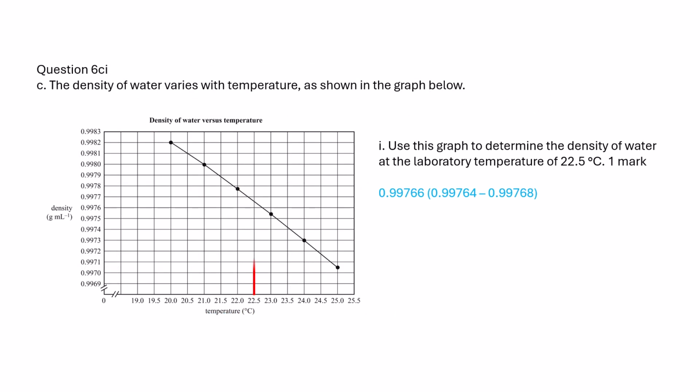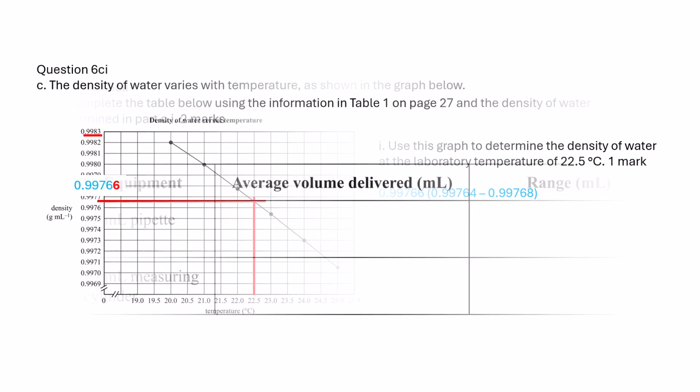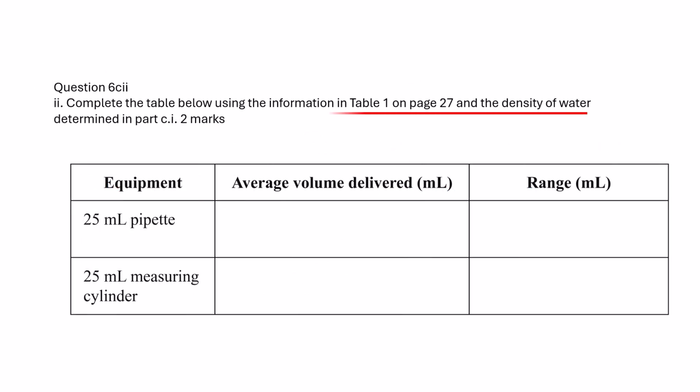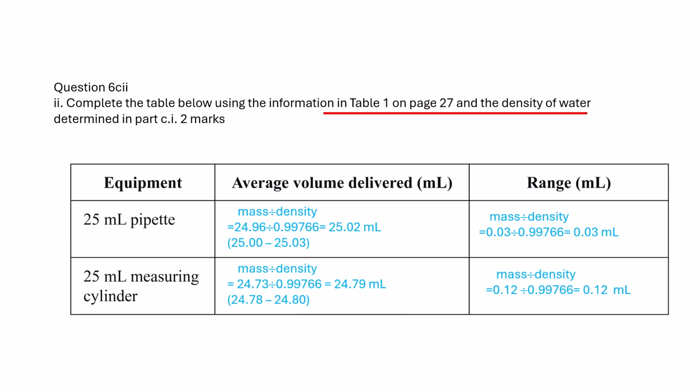Find the 22.5 on the horizontal axis, and the response to 22.5 on the vertical axis is 0.99766. Please give 5 significant figures. The scale is 4 numbers, so we should estimate the last number as the 5th number. We know the mass and density, and then substitute them into the equation to get the volume.